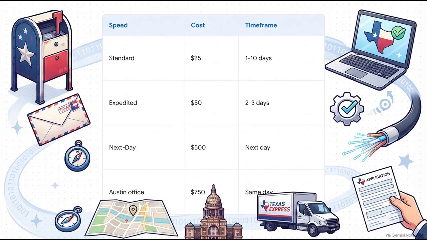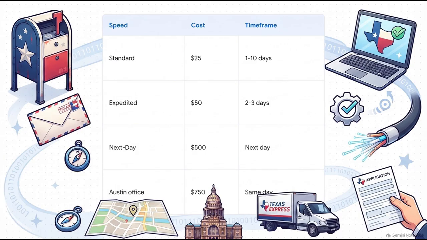Standard processing by mail takes about 5 to 10 days. But standard online filing through SOS Direct is incredibly fast. We're talking processed within 1 to 2 days, and sometimes even the very same day for just your baseline $25. If you mail it and need standard expedited service, it's $50 for a 2 to 3 day turnaround.